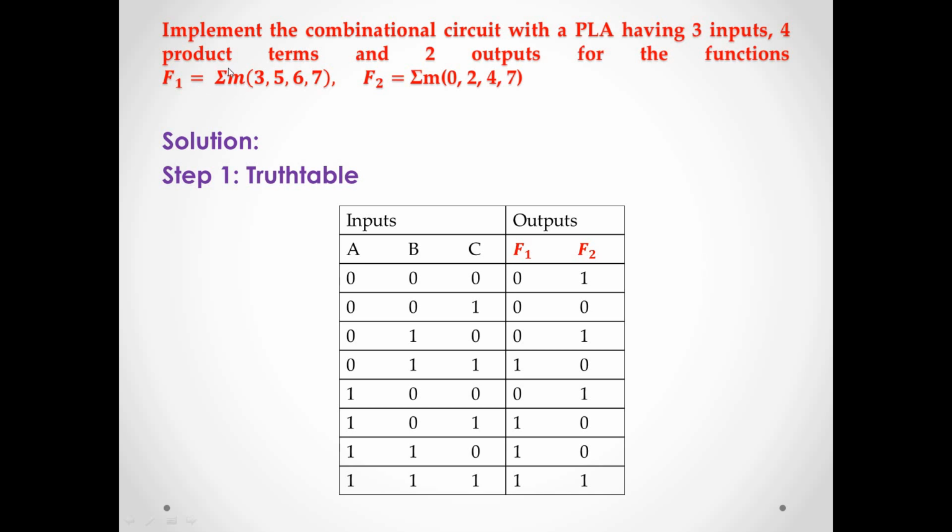F1 is equal to the summation of minterms 3, 5, 6, 7. So under binary number 3 you have to mention 1, under 5 in the F1 column you mention 1, under 6 you mention 1, and under 7 you mention 1. Similarly for F2, the minterms are given as 0, 2, 4, 7, so under the binary numbers 0, 2, 4, 7 you have to mention 1. That is the first step.